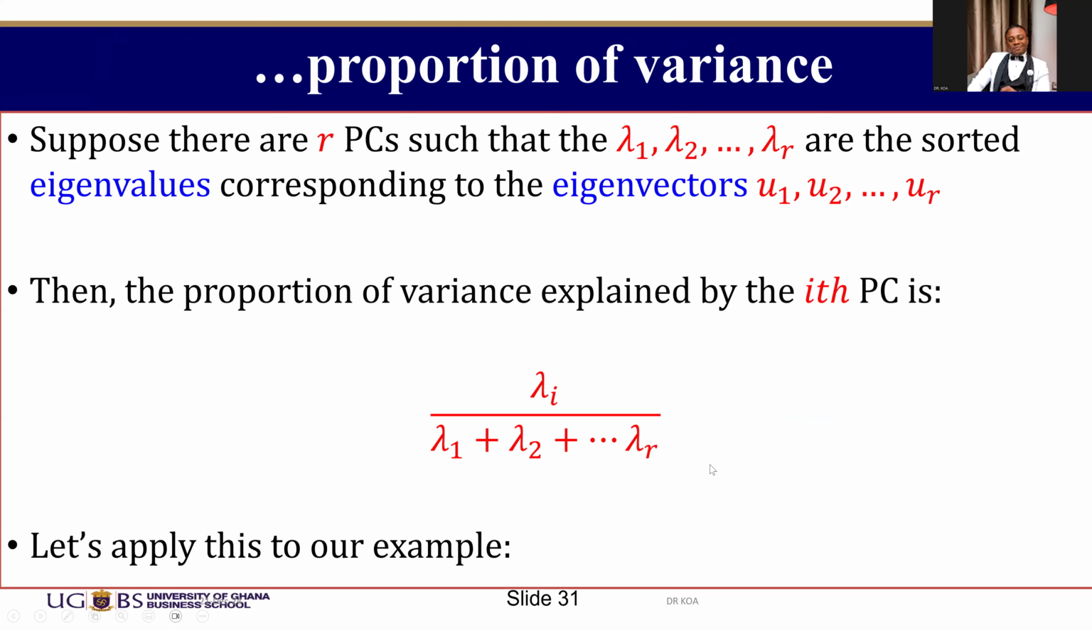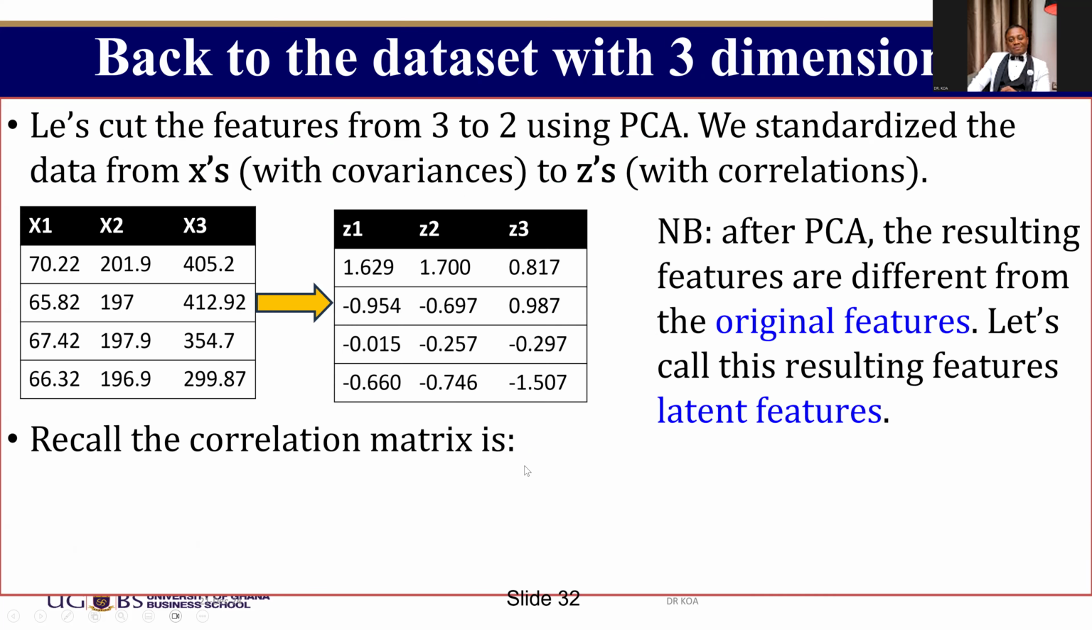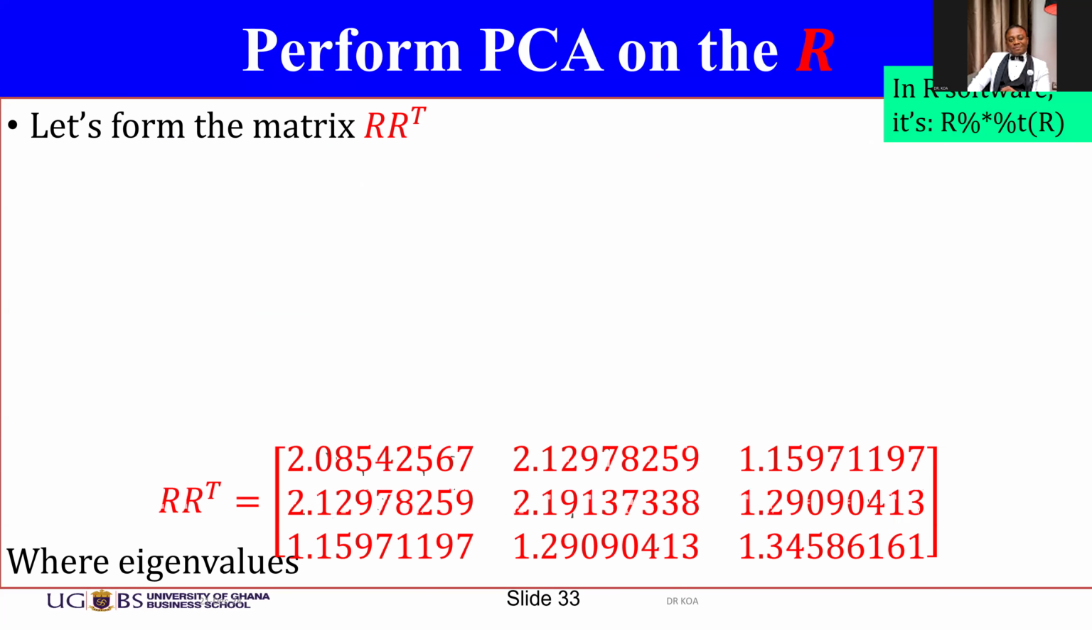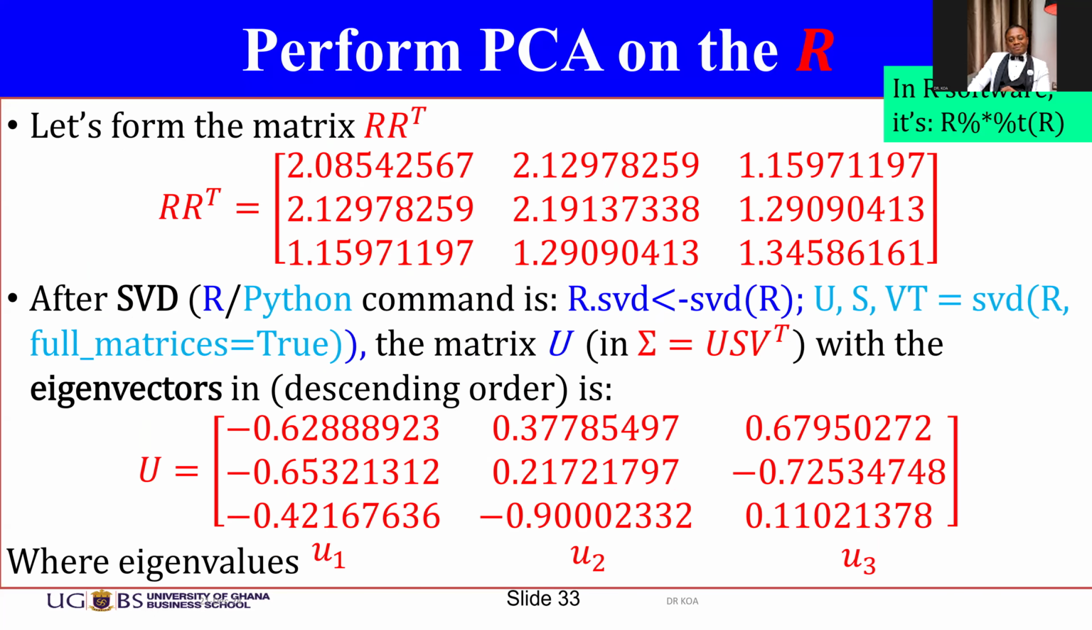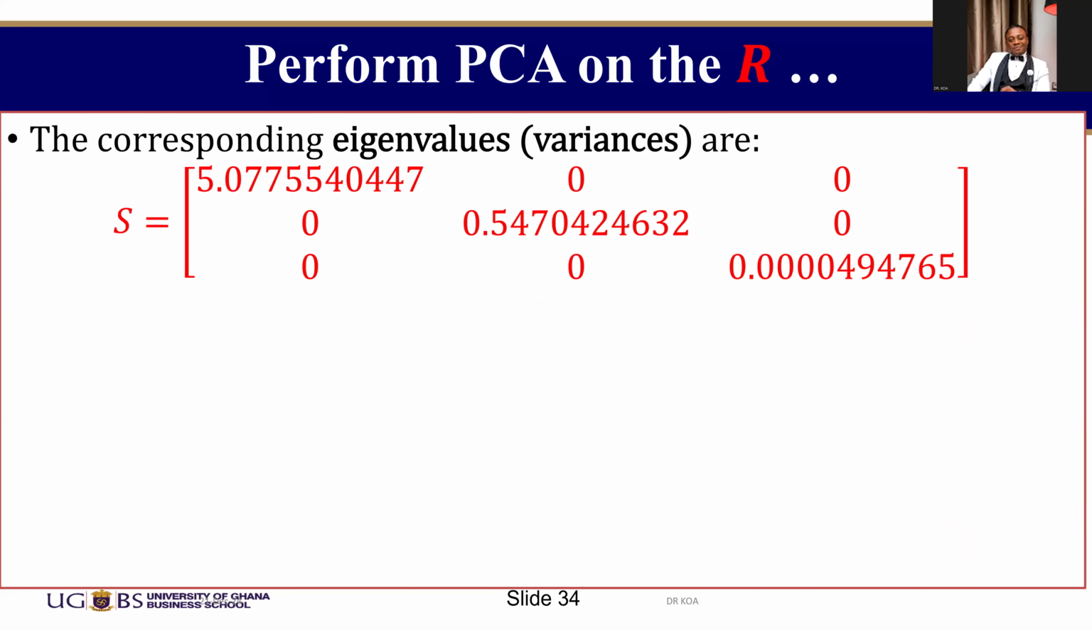Now, how many of the lambdas do we have here? The variances there. We have 3. So if I want the first one, I'll take lambda 1 divided by the sum of the 3. I will know the proportion of variance explained by the first principal component. If I want the second principal component, I'll take the lambda 2. And where are lambda 1, lambda 2? They are the ones on the S diagonals. They are the ones here. So I take this 5.077 blah, blah, blah, divided by the sum of all these diagonals.